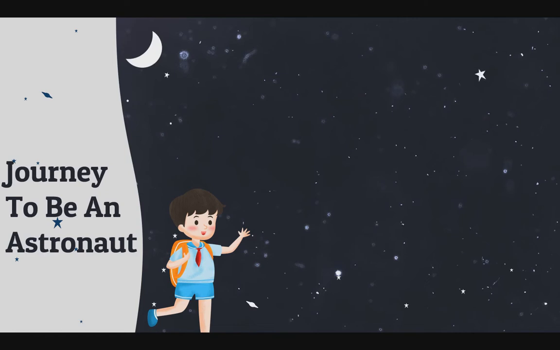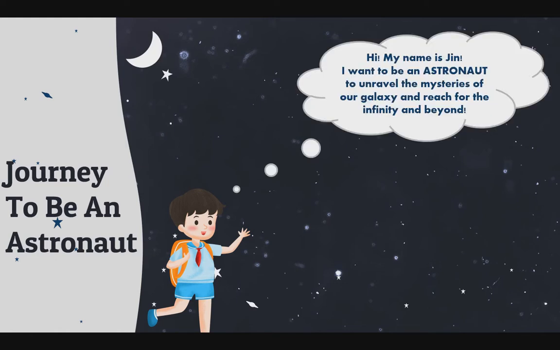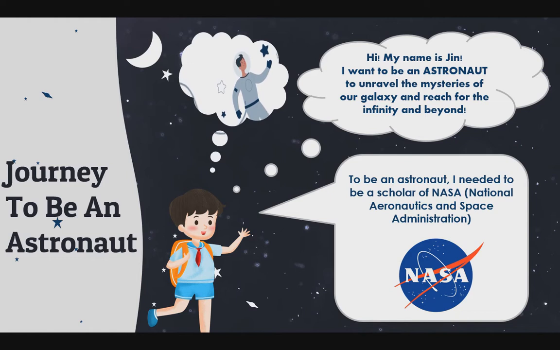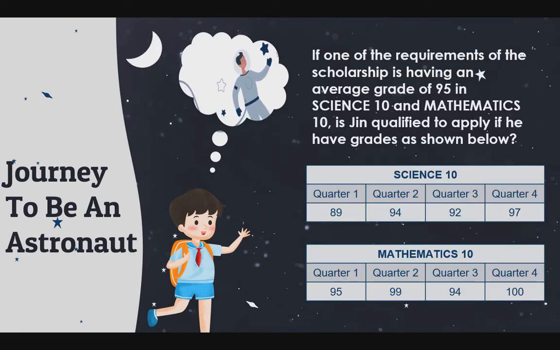Before we proceed to our lesson, let's have this first. Journey to be an astronaut. This is Jean, and Jean wants to be an astronaut to unravel the mysteries of our galaxies and reach for the infinity and beyond. To be an astronaut, Jean needed to be a scholar of NASA, or the National Aeronautics and Space Administration. If one of the requirements of the scholarship is having an average grade of 95 in Science 10 and Mathematics 10, is Jean qualified to apply if we have the grades as shown below.